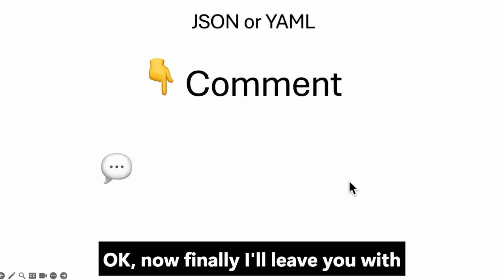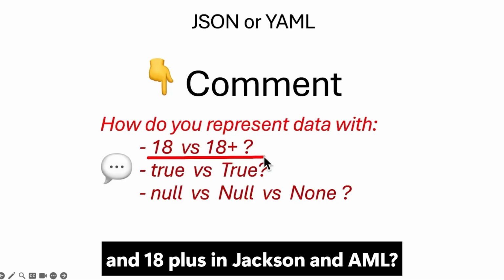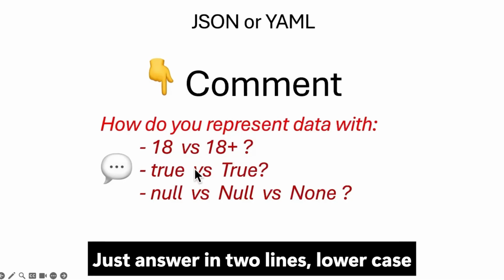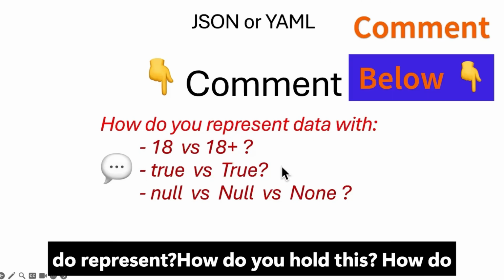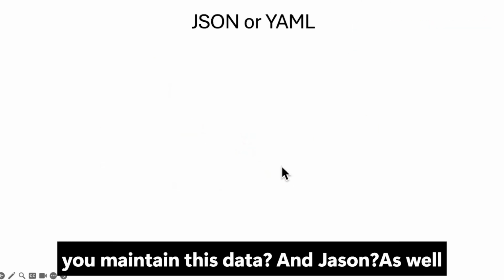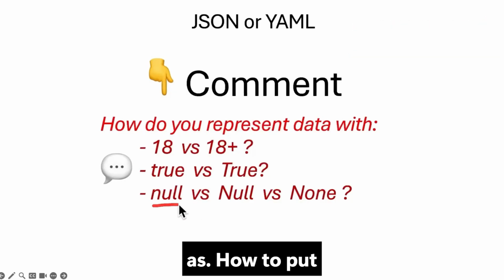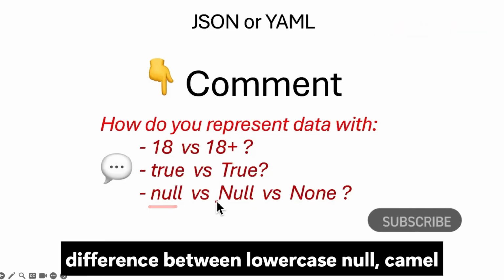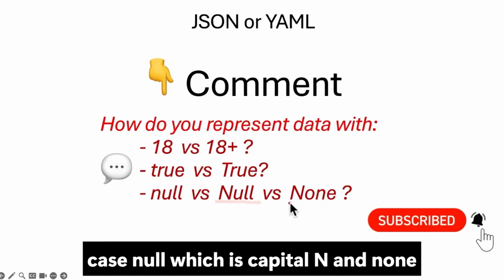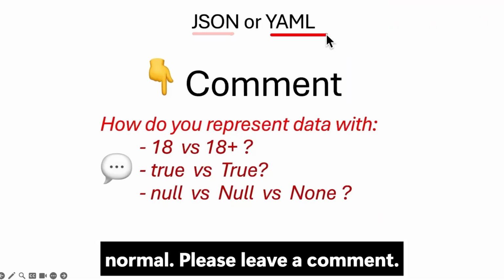Okay, now finally I leave you with this. How do you represent 18 and 18 plus in JSON and YAML? Just answer in 2 lines. Lowercase true and capital case true: how do you represent, or how do you hold this? How do you maintain this data in JSON as well as in YAML? How do you put null, Null and None? What is the difference between lowercase null, camel case Null, which is capital N, and None? And how do you represent that both in JSON and YAML? Please leave a comment.